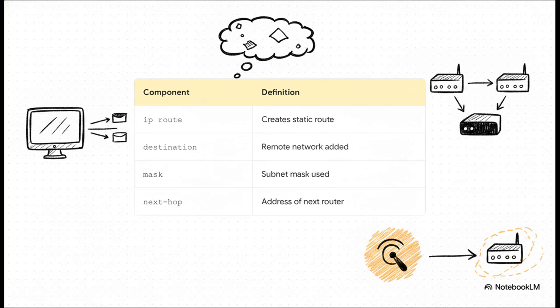Every single piece of this string is absolutely crucial to tell the router where that packet is going. You start with IP route, define your remote destination network, drop in the subnet mask, and cap it off with the next hop address. That next hop? That's just the IP of the specific neighbor router that gets the packet next. Oh, and here's a quick pro tip from the source material. Make sure you can actually ping that next hop interface before you add the route, or it's simply not going to work.